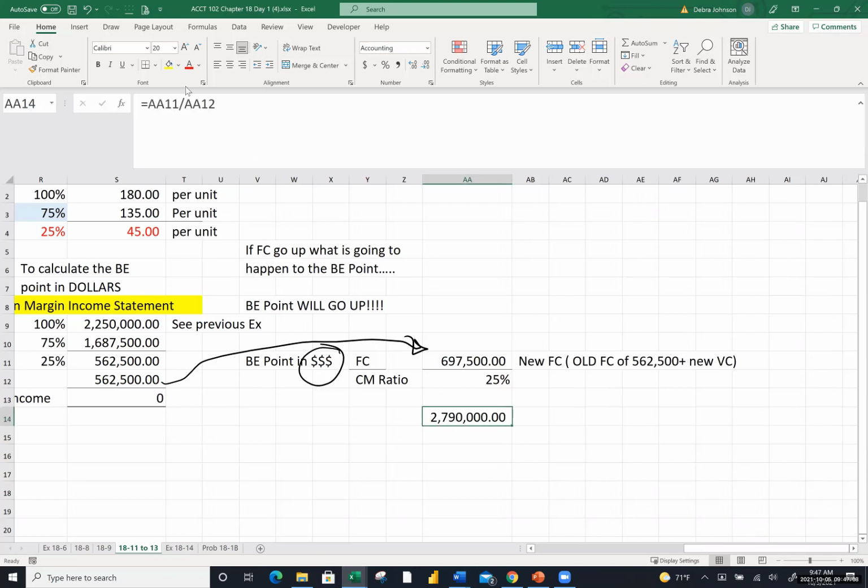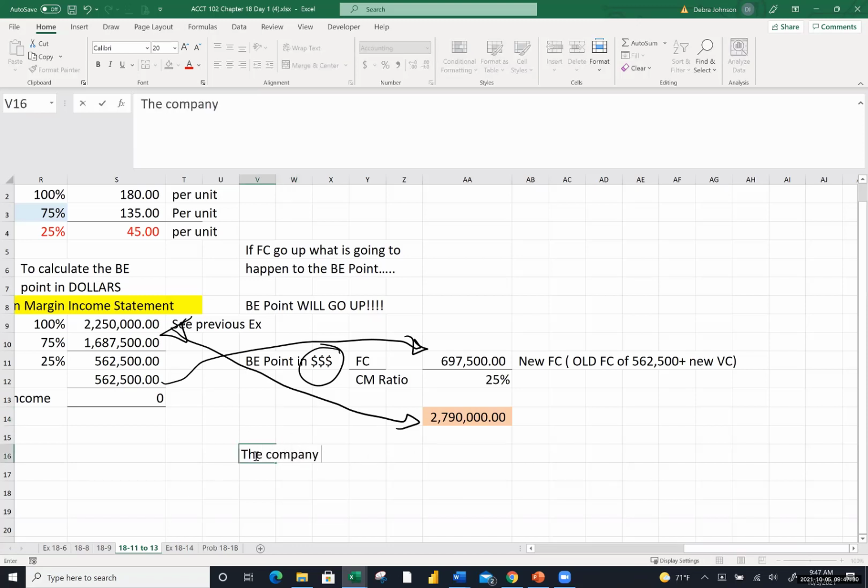2,790,000 is the new break-even point. So in order for that company to stay at a break-even point, they have to sell, and you can compare that to the previous example, they have to sell that much more in order to cover those new fixed costs. So I'm going to write that down.